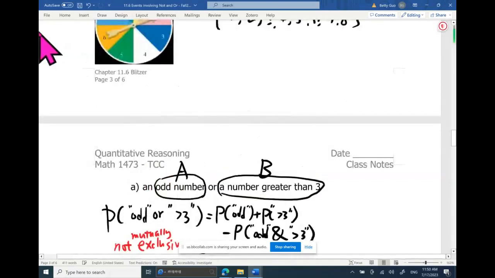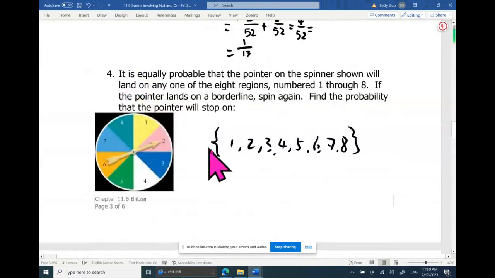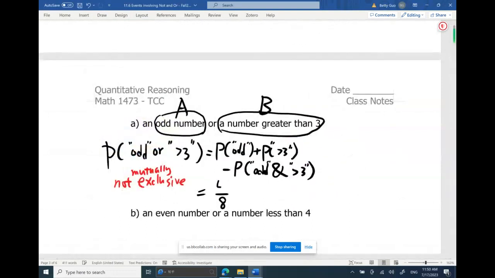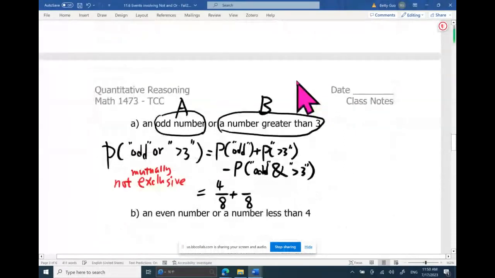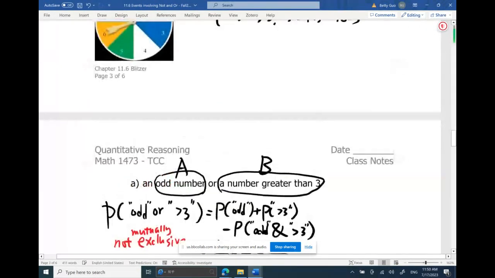Then what is the probability of A, getting an odd number? Among the 8 regions, how many of them are odd? 1, 3, 5, 7, 4. Half of them, right? Then that's 4 over 8. Probability of B: what's the probability of getting a number greater than 3? Denominator is still 8. How many of them are greater than 3? From 4, right? 1, 2, 3, 4, 5. 5 over 8.